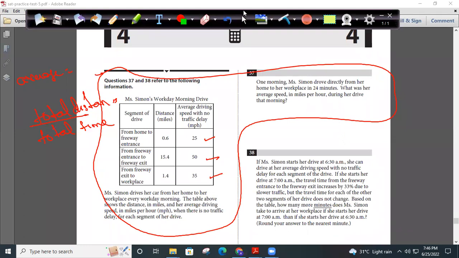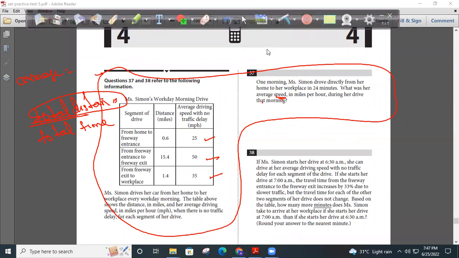You should type your answer in the chat box. Please be fast. Average speed. Average is sum of the terms by number of terms. So since I have average speed, the sum of the terms is total distance by total time. Simple question here. You need to be a bit careful.